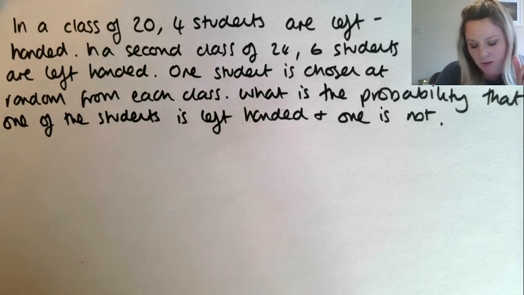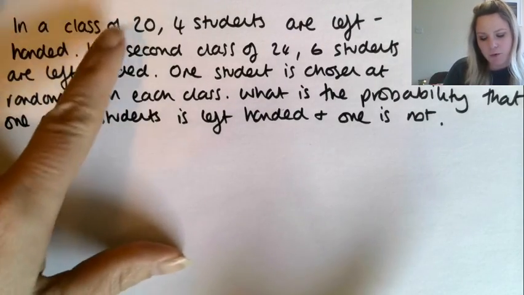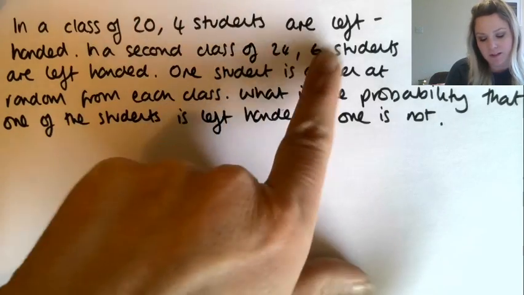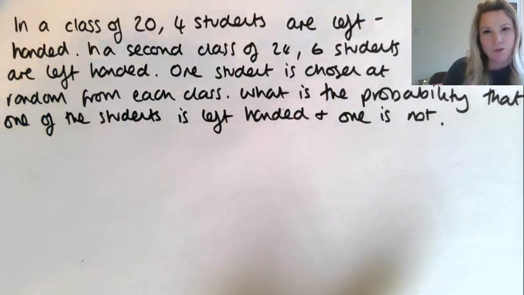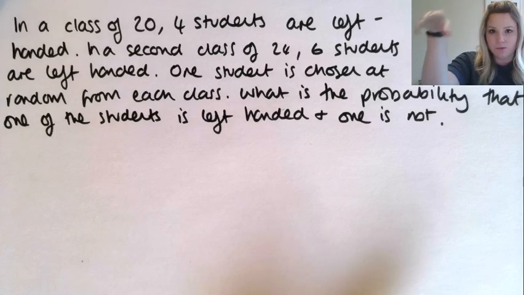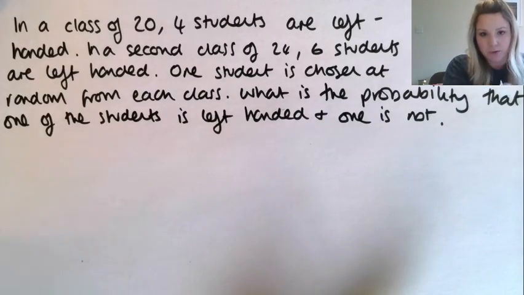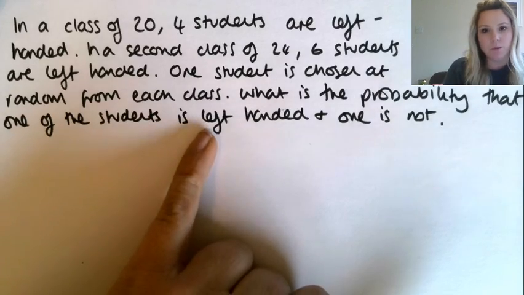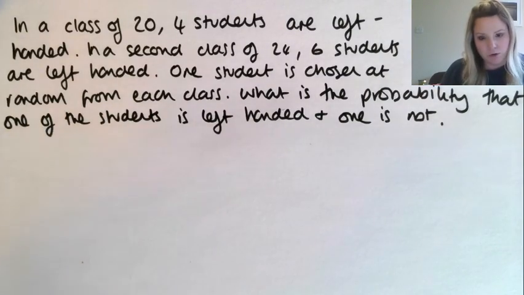Okay, so we've got a class of 20 and 4 of them are left-handed, and then we have another class of 24 and 6 of those ones are left-handed. So one is chosen from each class, so one from the 20 and one from the 24. What's the probability that one of the students is left-handed and one is not? So we're going to draw the tree diagram first of all here.